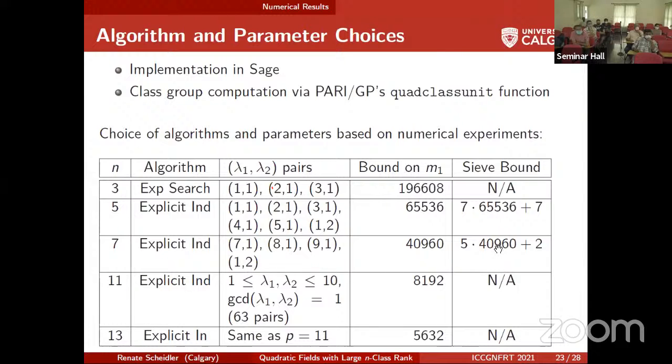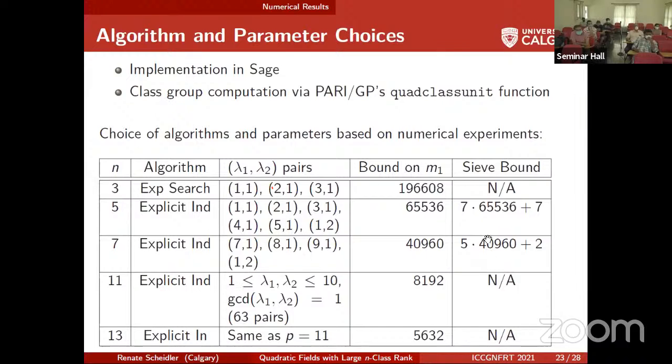And again, the sieve bound was determined to be this. Here again, we didn't apply sieving. These are our norm bounds here. And in this case, we actually just ran the whole thing on as many lambda pairs as we could. So we used a total of 63 lambda pairs, all the ones where lambda 1 and lambda 2 are between 1 and 10 and coprime. So that's 63 pairs. So that's the search that we did.